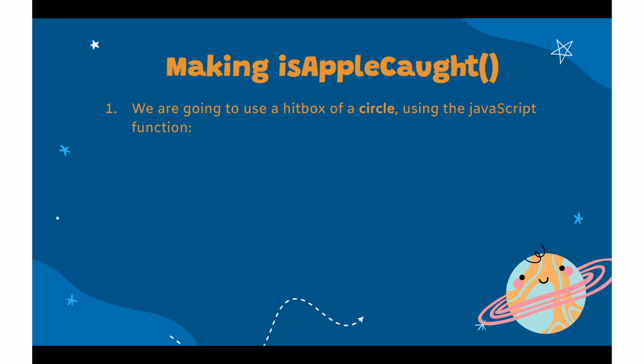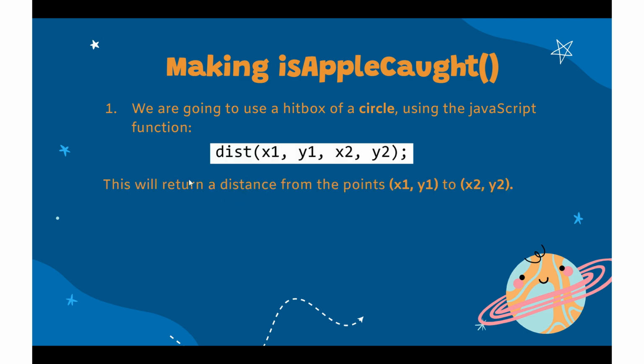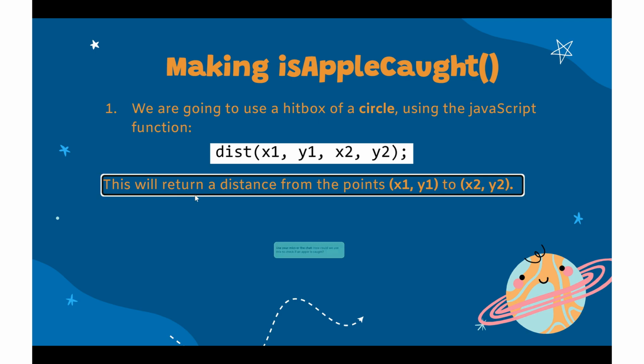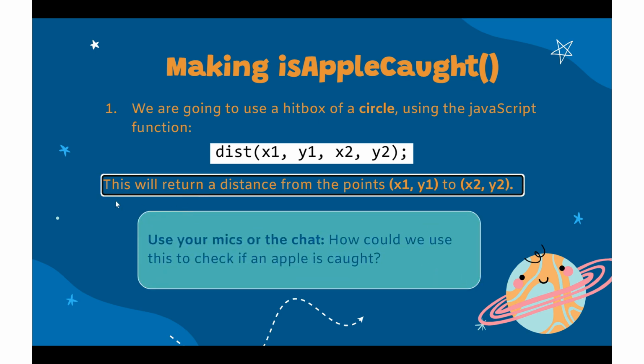All right, now let's make the function isAppleCaught. We are going to use the hitbox of a circle using the JavaScript function dist, which has the 2 points, x1 and y1 with x2 and y2, and it returns the distance between these 2 points. You can answer this on your own. How could we use this to check if an apple is caught?